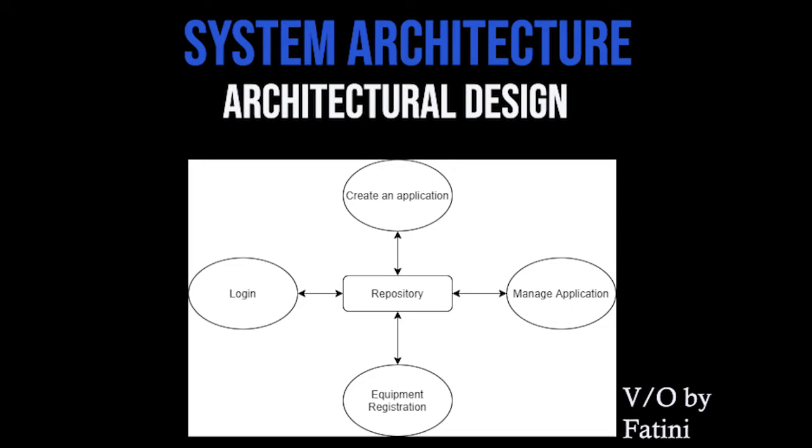For the architectural design of the sport equipment management system, we use a structural model to design its architectural model. The components involved in this system are: login, for user to run the system; create application, used for student to make the application before borrowing the equipment; manage application, for storekeeper to approve or reject the application made by student; and equipment registration, for storekeeper to add new equipment details.